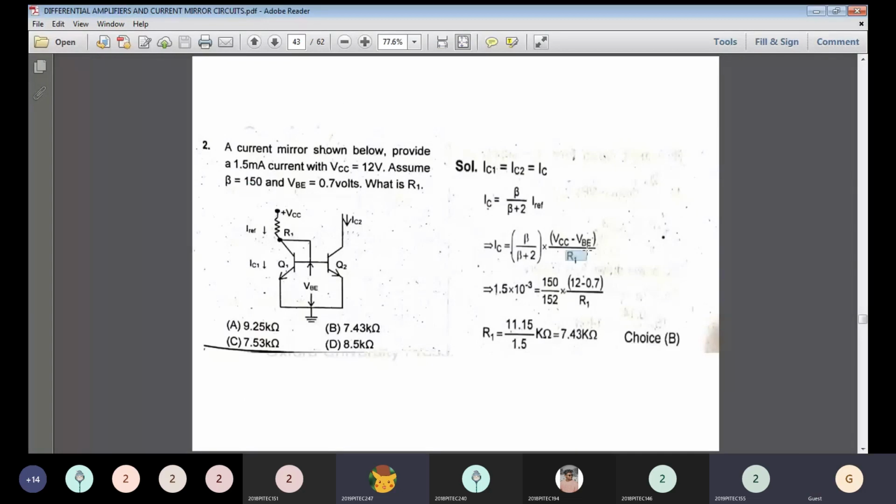The remaining values are all in the question. The IC value is given as 1.5 milliamps, that is 10 power minus 3, the beta value is substituted, the VCC value is 12 and VBE is mentioned in the question itself as 0.7, and you are supposed to calculate the R value. So take R on the left side. This is the formula, and finally you substitute the values. You get 7.43 kilo ohms.